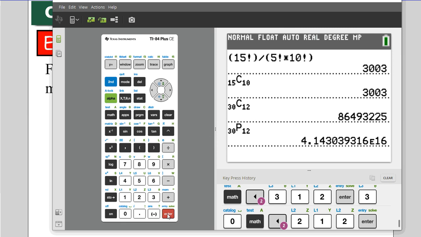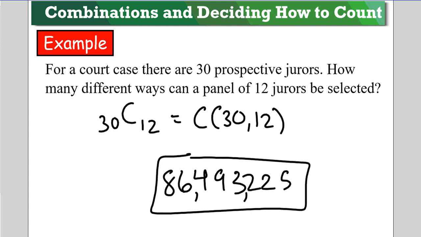If order is important, you have many, many more possibilities, because you can rearrange them. And once you've changed one and just flip two of the slots, two of the people, it's a different arrangement. So that's why permutation is going to have many, many more possibilities.